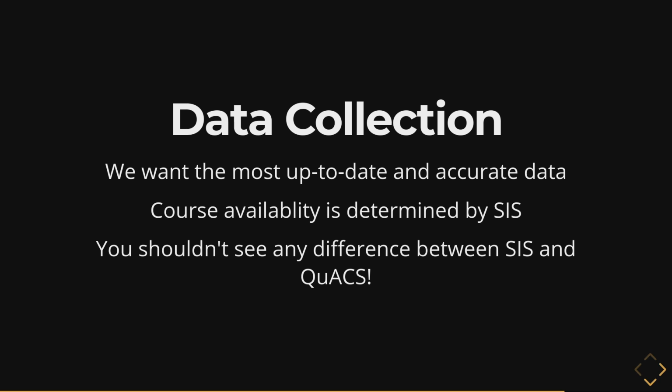Well, the first place we look is we want to get the courses from SIS. SIS is the absolute truth when it comes to course registration. If it says it's available in SIS, it's available. If it says how many people are in it, that's what it is. SIS is the truth. So we try to get our data directly from SIS to make it the most accurate and up to date. And the hope is that QuaCS looks almost exactly like SIS within an hour of the time, because we get the data about once every hour.